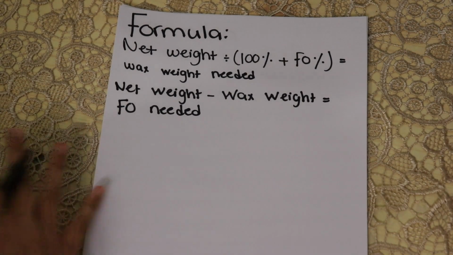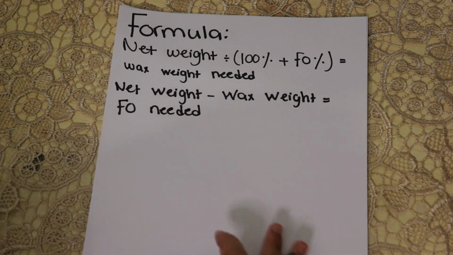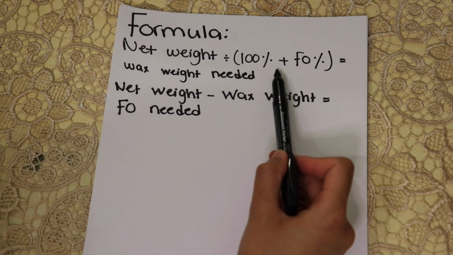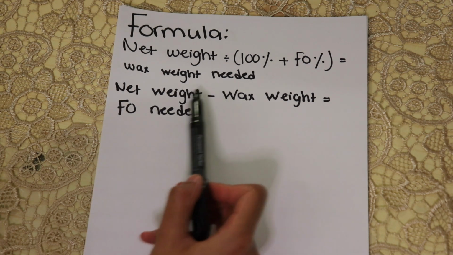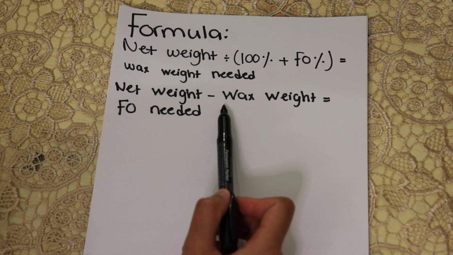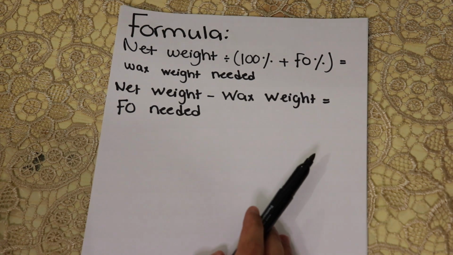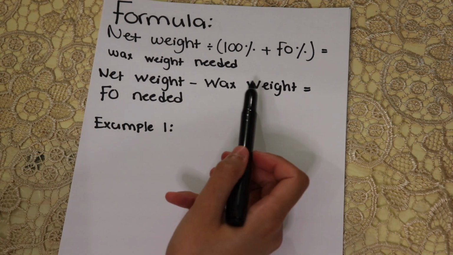Alright guys, so let's put this formula into action, but first let me just go through the formula with you guys. So net weight divided by 100% plus fragrance oil percentage equals the wax weight needed. Moving on, net weight take away wax weight equal fragrance oil needed. Does that make sense so far? Let me start with example 1 and put my numbers into my formula.